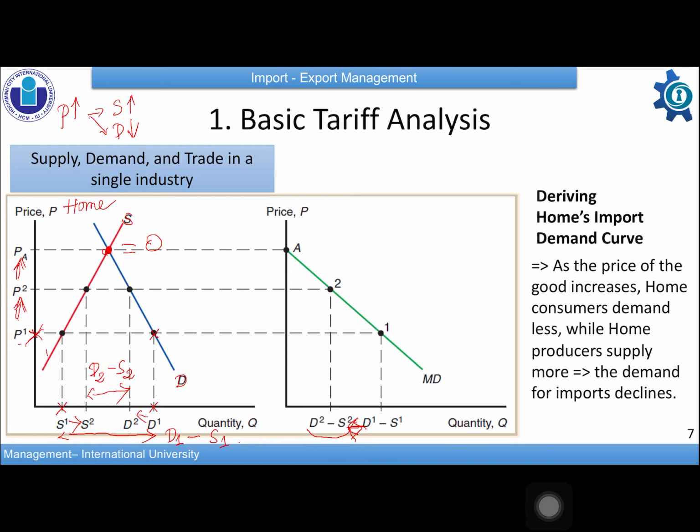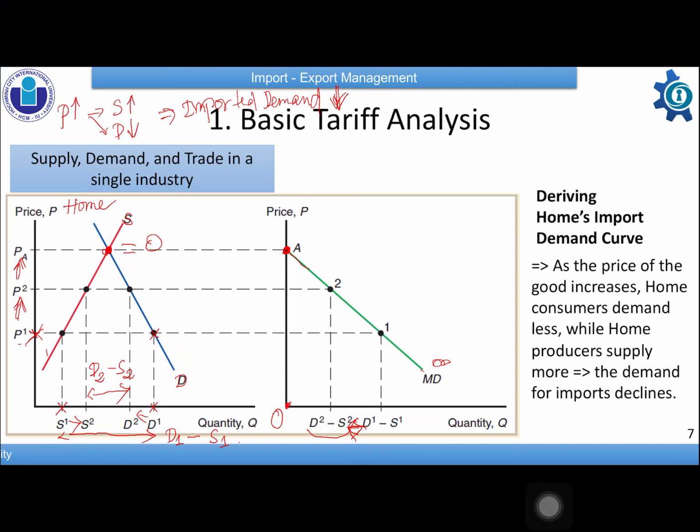So we can see when the price increases, the import demand will decrease. So we can draw the curve for import demand from home, which is the green curve here. A is the point where they sell at the price PA, and that is when the import demand is equal to 0.